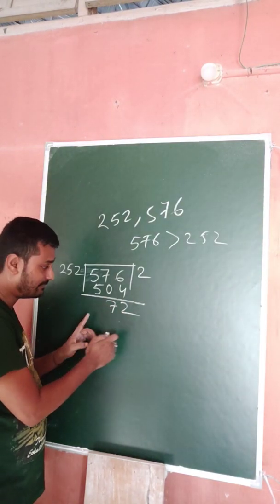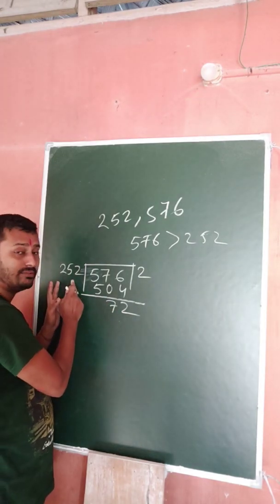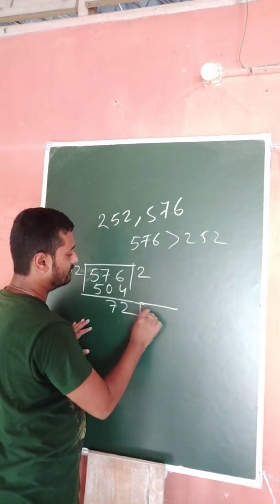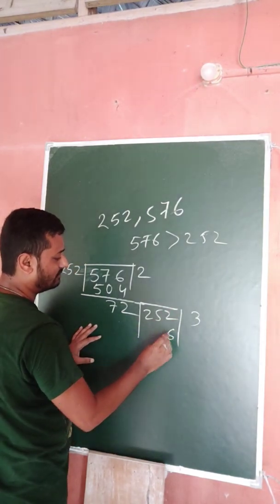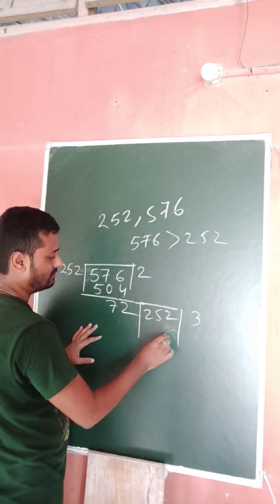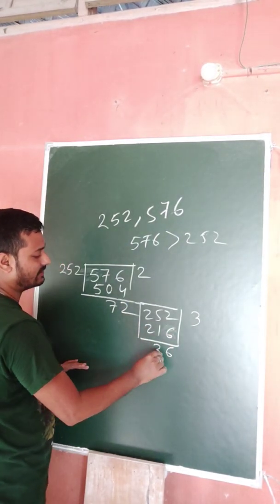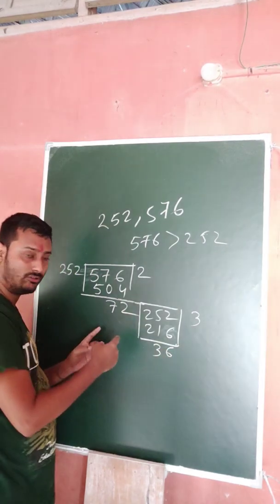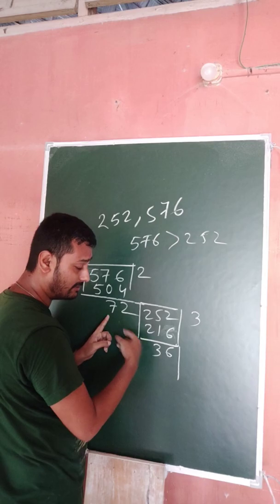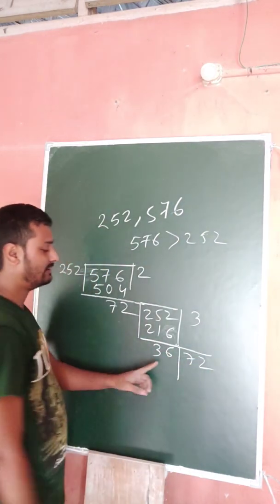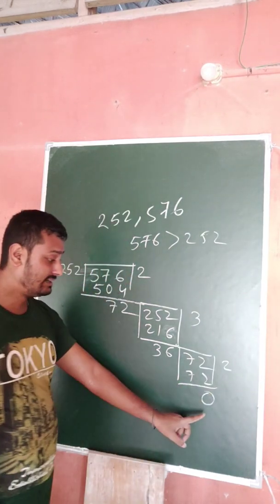This is the important step. In the next step, the remainder becomes the divisor and the previous divisor becomes the dividend. So 252 becomes the dividend, and 72 the divisor. 3 times 72 is 216, so the remainder becomes 36. Again, the same method is repeated: the previous divisor becomes the dividend and the remainder becomes the divisor. So 36 into 2 becomes 72, and in this step the remainder is 0.